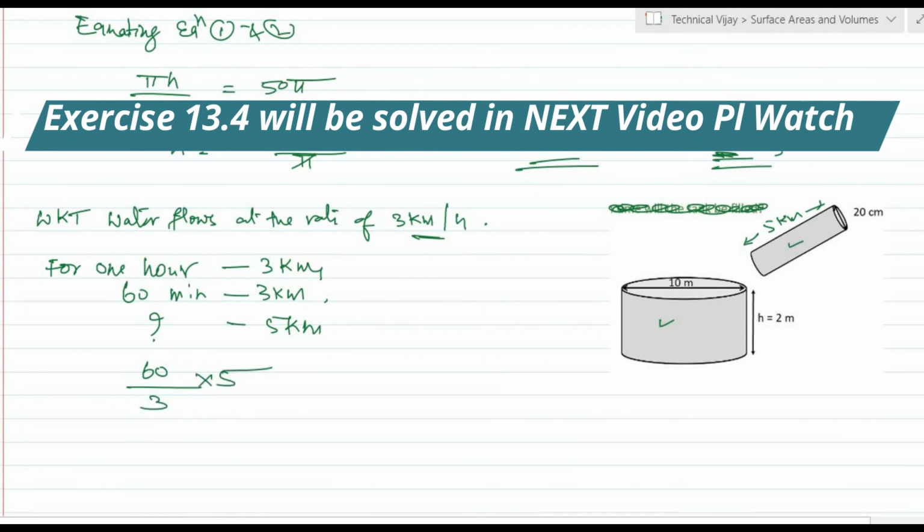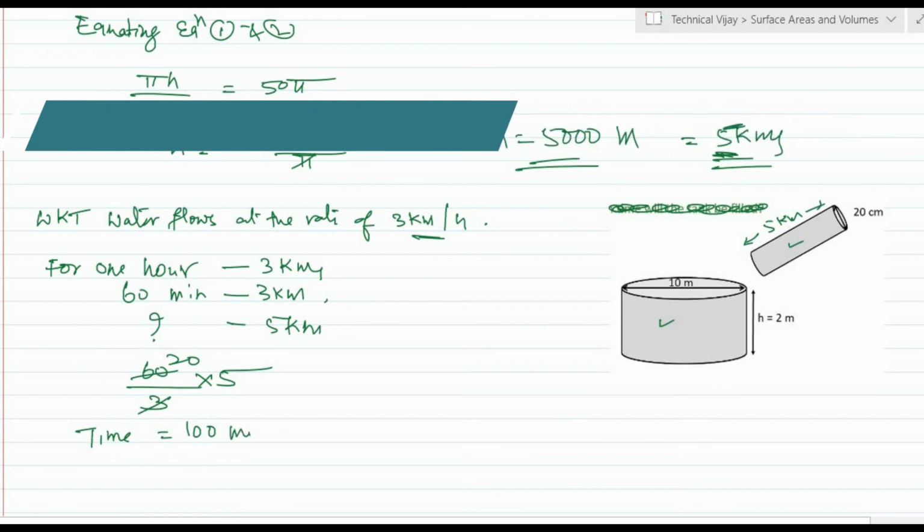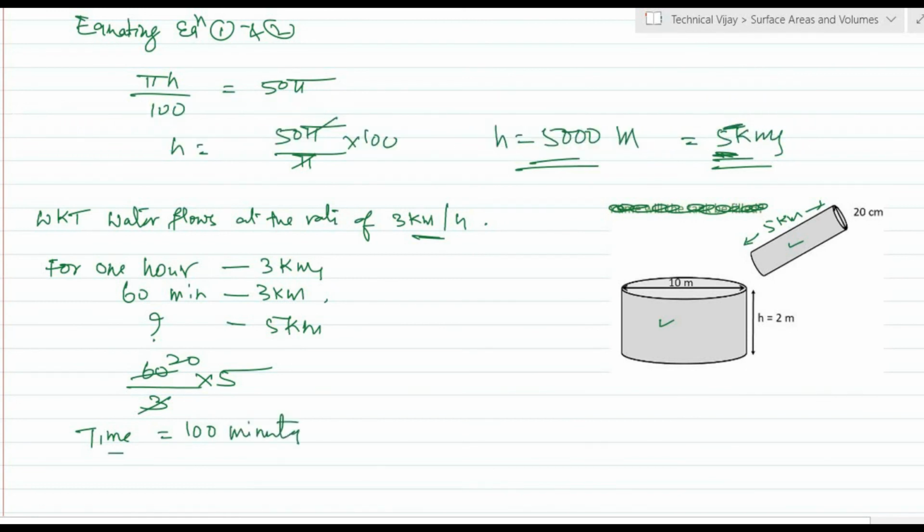That is equal to 5 into 2, that is 10, so 100 minutes. So the time taken to fill this water in this cylindrical tank is equal to 100 minutes. 100 minutes of time is required to fill this water in the cylindrical tank. Okay. Thank you.